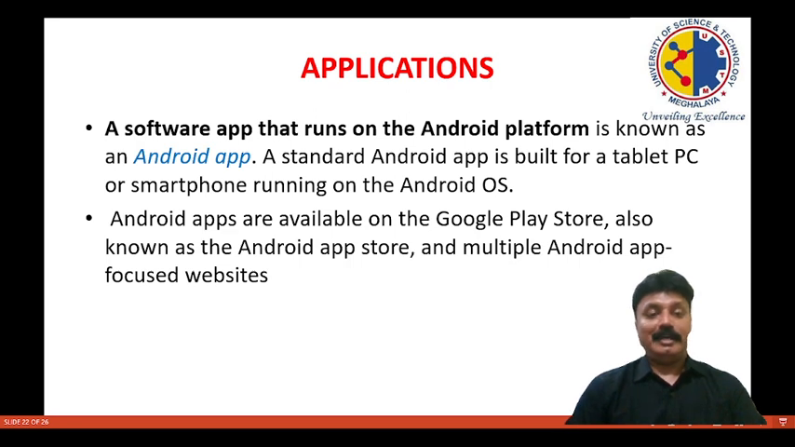A software app that runs on the Android platform is known as an Android app. This Android app will be downloaded from the Play Store. A standard Android app is built for a tablet, PC, or smartphone running on the Android operating system. As I said, Android apps are available on the Google Play Store, also known as the Android App Store, and multiple Android app focused websites.